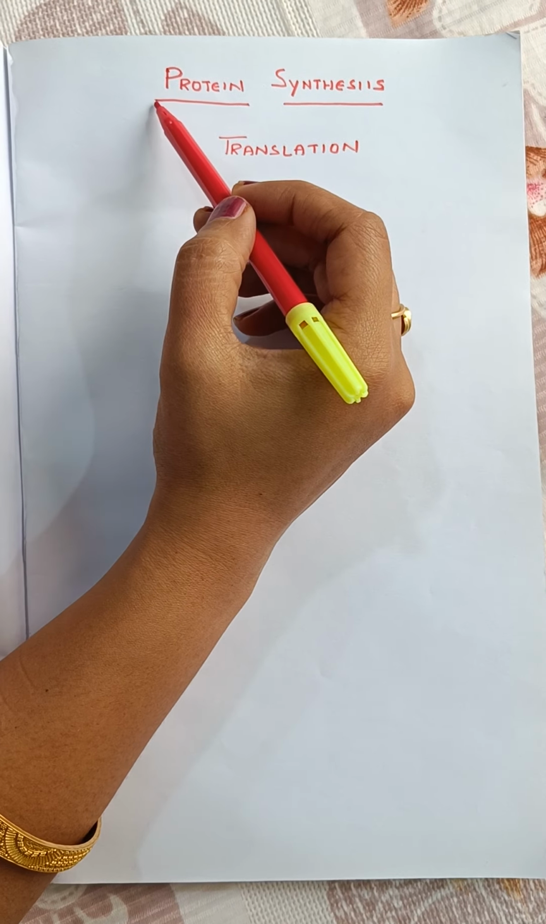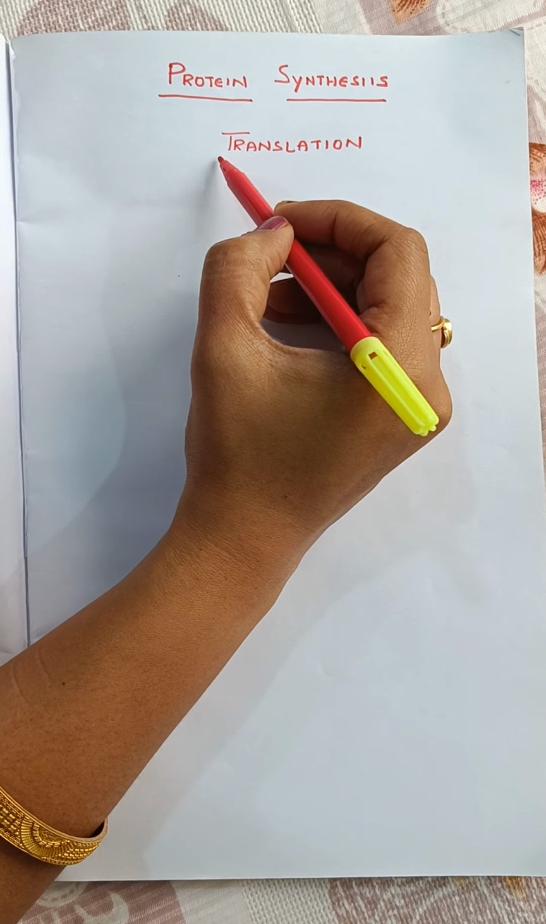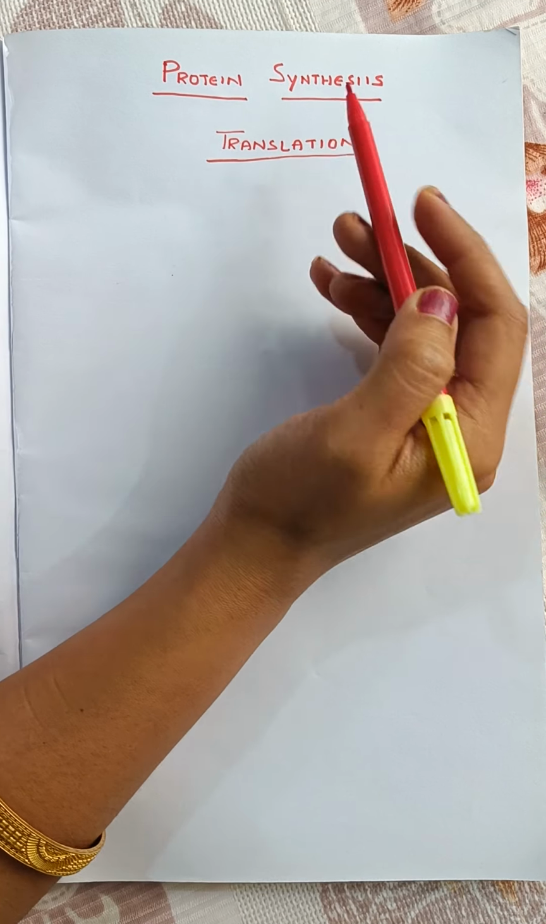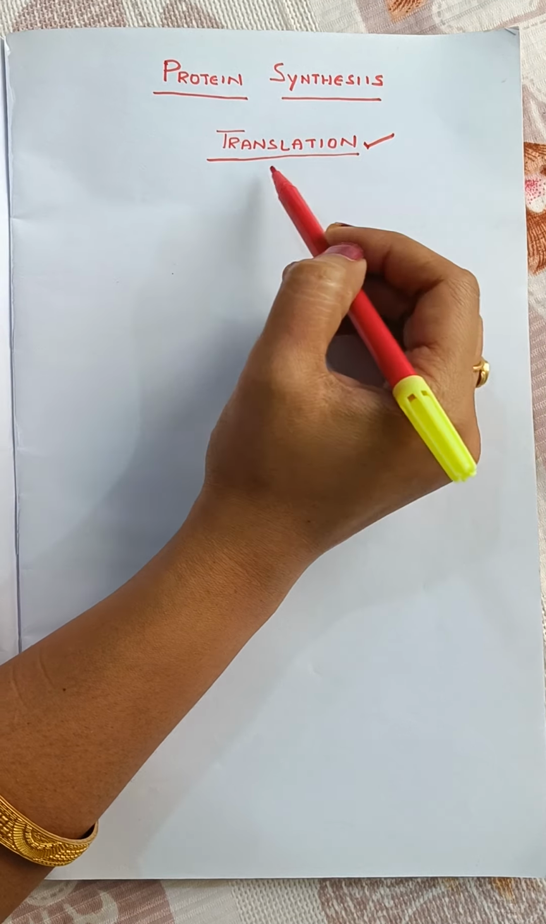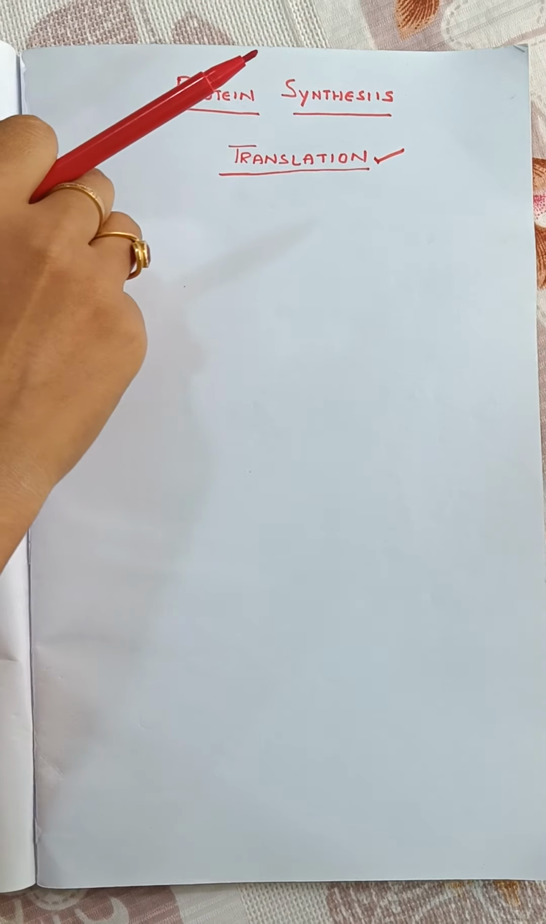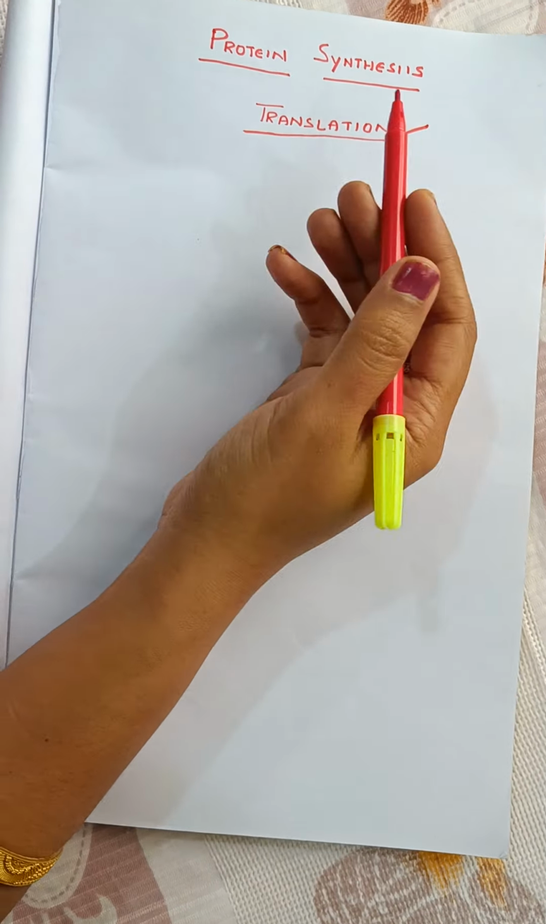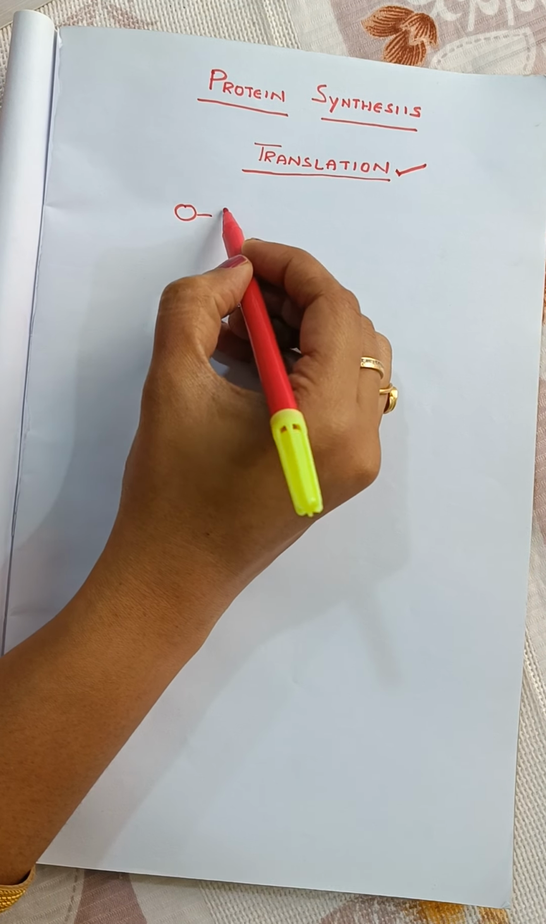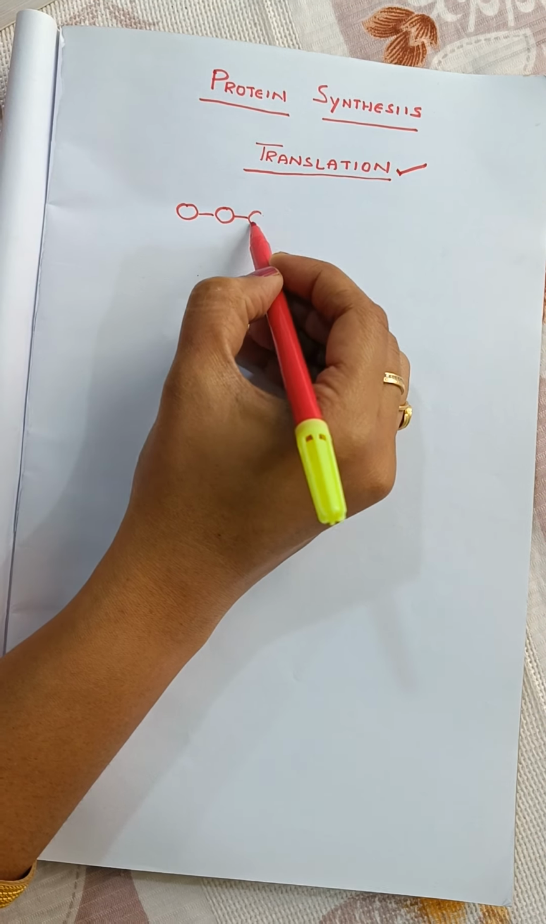Let's talk about protein synthesis, which is also termed translation. The mechanism of protein synthesis has another name, that is translation. What exactly happens in protein synthesis? In protein synthesis, the amino acids are joined with each other.